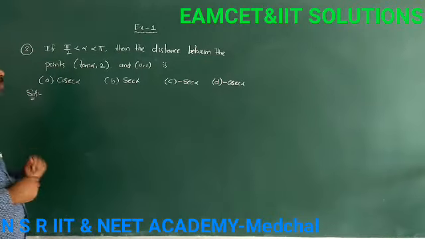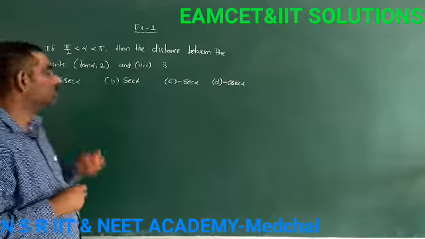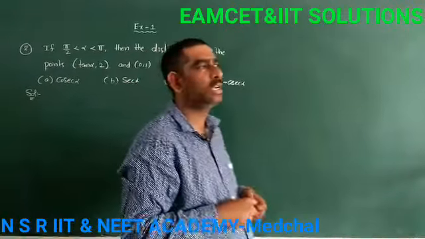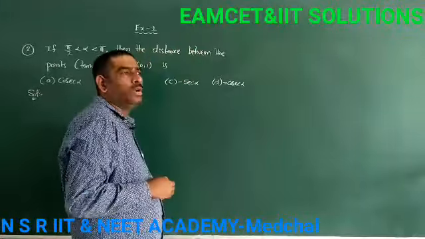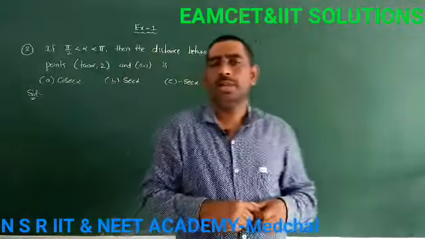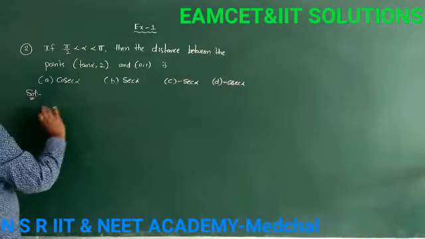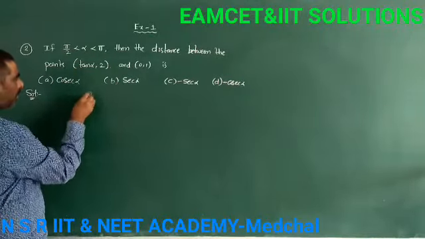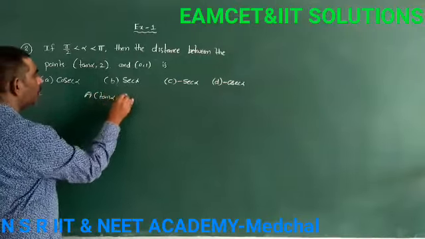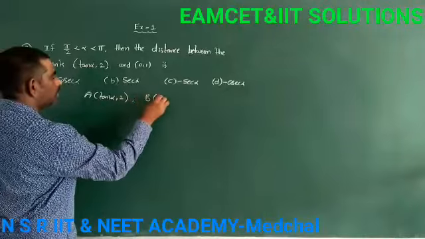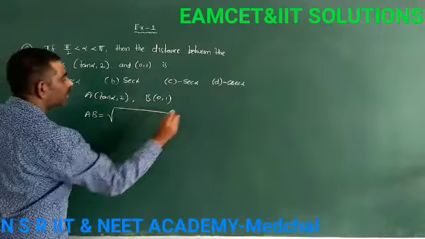If pi by 2 less than alpha less than pi, then the distance between the points is cosecant alpha, secant alpha, minus secant alpha or minus cosecant alpha. We are already discussing trigonometry formulas in the trigonometry sessions, so listen to those videos also. Today's question: given 2 points, A (tan alpha, 2) and B (0, 1). We already know the distance between 2 points, discussed in the first session.